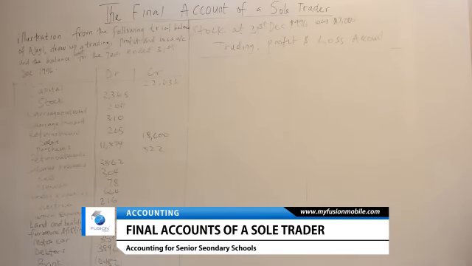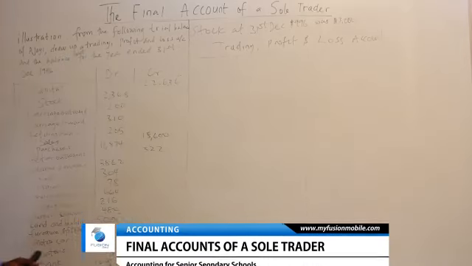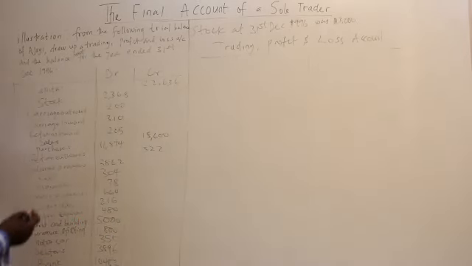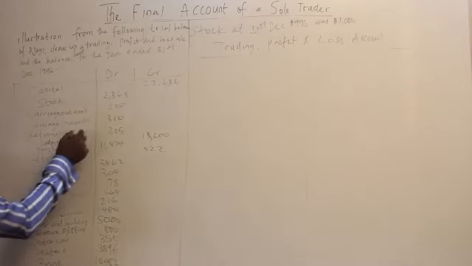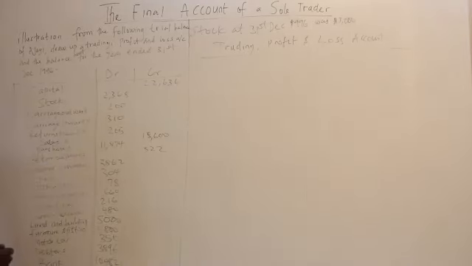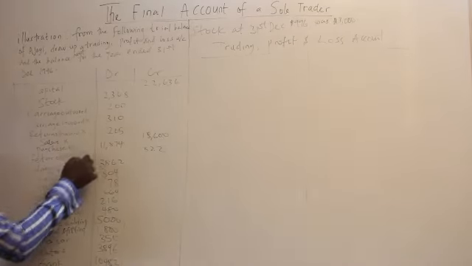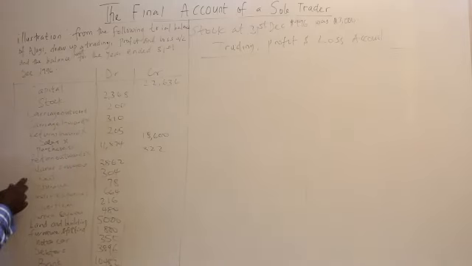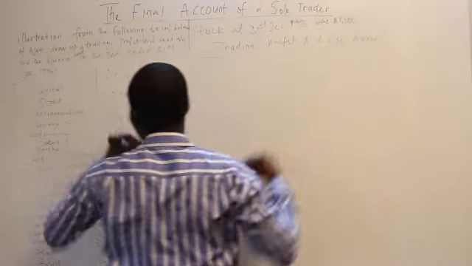So the first thing is our opening stock. Let's pick out those items we need in our trading account. We need our carriage inward, return inward, sales, purchases, and return outward. All the salaries come to the profit and loss account, and the closing stock is the one given here.